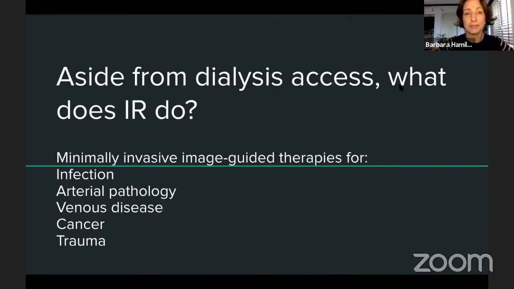So aside from dialysis access, what does an interventional radiologist do? Well, we do a lot of image-guided therapies for a number of different things. So just to give you in broad strokes, I treat things like infection, whether it's in pre or post surgery, arterial pathology, like when there's bleeding or aneurysms, venous disease, when people have varicose veins or clots in the veins or the veins shut down. Cancer, I have minimally invasive therapies that I do for cancer, and trauma, which is what I'm going to focus on today.